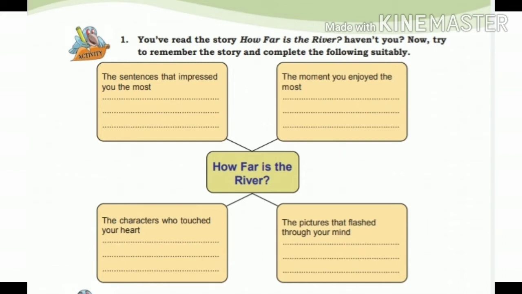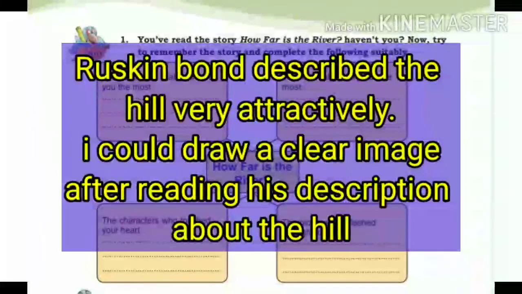Then the 4 columns which we wrote in activity 1 അല്ലേ, അതിനെല്ലാത്തിനും എന്ത് ചെയ്യുക, നമ്മൾ ജസ്റ്റ് എല്ലാത്തിനെയും മിക്സ് ചെയ്യുക. ഇത്രയും സെന്റൻസ് എഴുതിയിട്ട് ലൈക്ക് ഇറ്റ് ഇംപ്രസ്ഡ് മീ എ ലോട്ട് എന്നൊക്കെ പറഞ്ഞിട്ട് ആ ഇംപ്രസ്ഡ് എന്താണ്, ഇംപ്രസിംഗ് ആയിട്ടുള്ള സെന്റൻസ് എന്താണെന്നുള്ളത് അവിടെ എഴുതുക. ഓക്കെ. For example, Ruskin Bond described the hill very attractively. I could draw a clear image after reading his description about the hill.